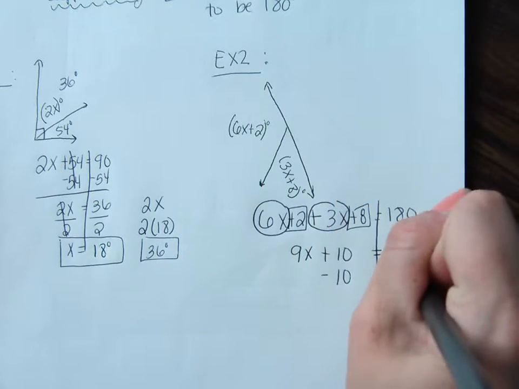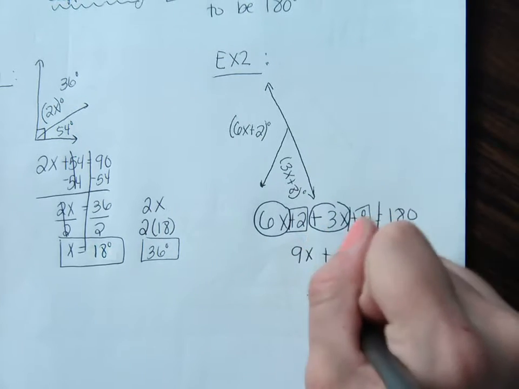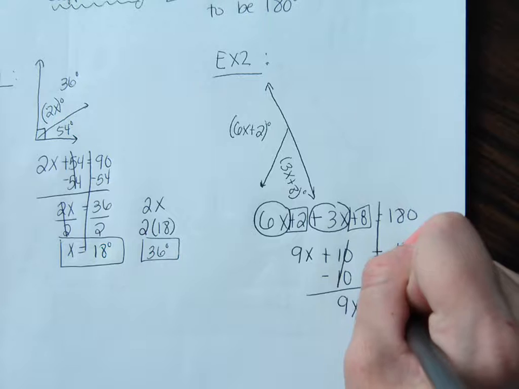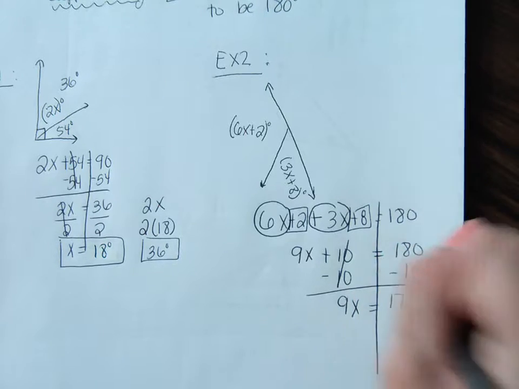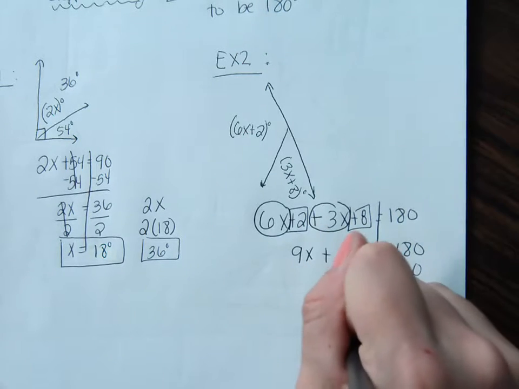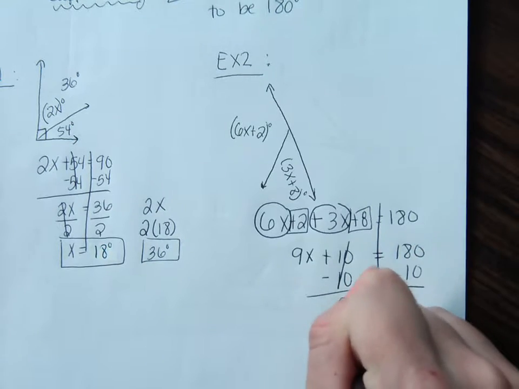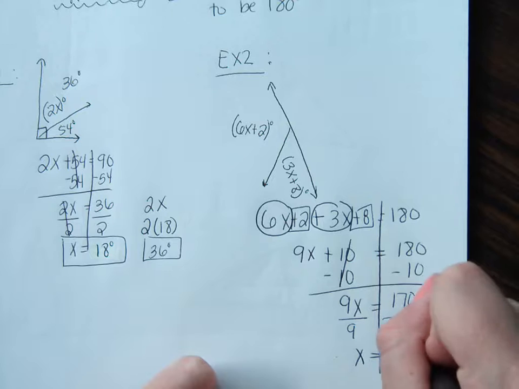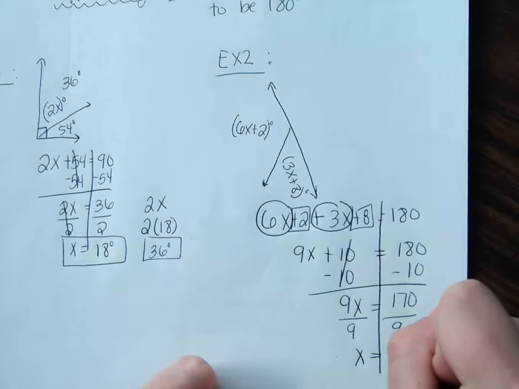Since that's a positive 10, we'll subtract 10 from both sides. That leaves me with 9x equals 170. Divide both sides by 9, and I have x equals 18.88, and we're going to round that to 18.9.